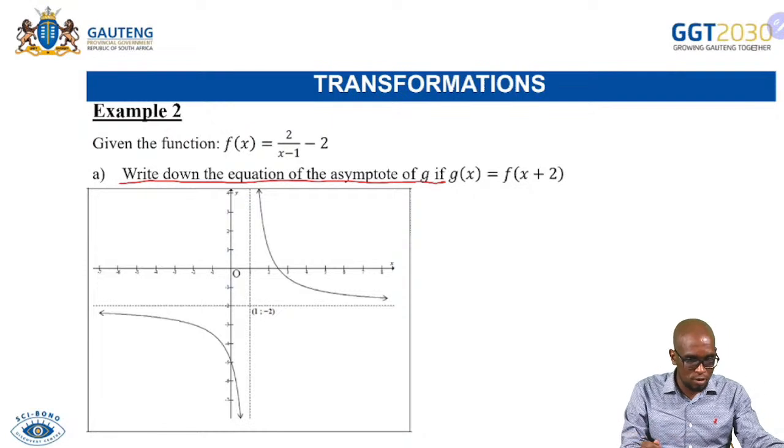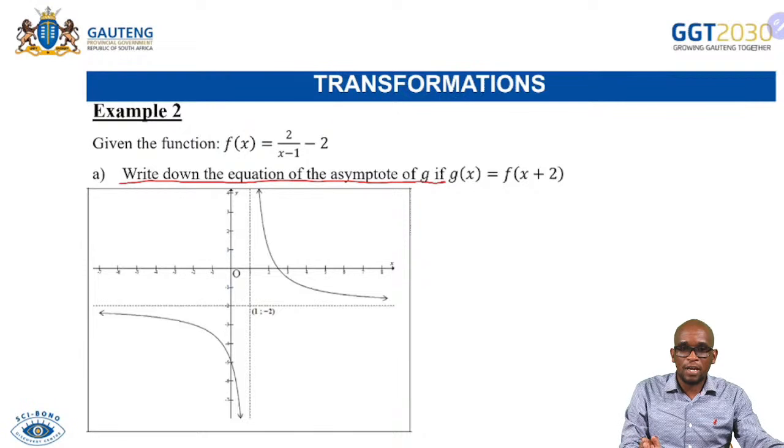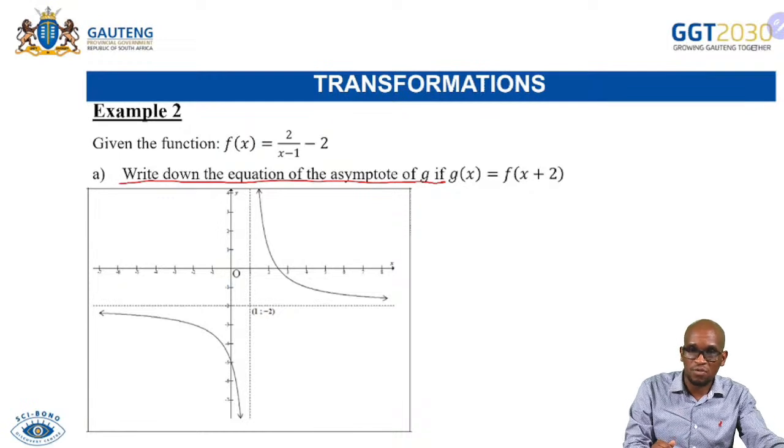And then they want you to describe the parameters of the new transformed function. Now, there are 2 methods of doing that. What you can do is you can find the original parameters and then you will transform them based on the given transformation.